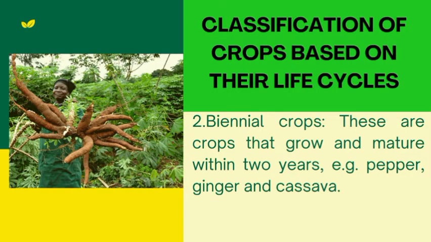They can take 15 months. They can take 18 months to mature, so that you can harvest them. So this particular crop gets to maturity afterward, within 2 years. Examples are pepper, ginger, and cassava. Even cocoyam too. Cocoyam is also part of it. It can take up to 2 years before it matures and can be harvested.